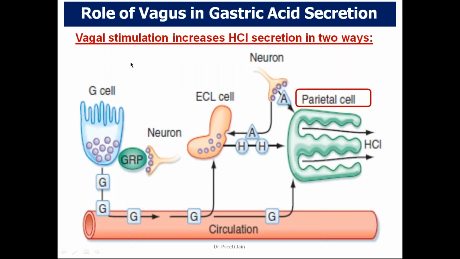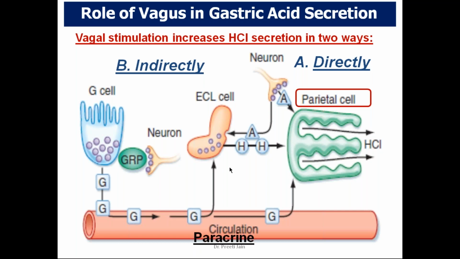Okay. So vagal stimulation increases HCl secretion in two ways. One is directly, it acts on the parietal cell to cause the release of HCl. Another is indirectly by paracrine and endocrine mechanism. Okay.